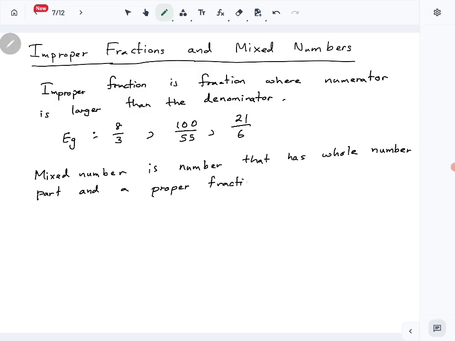Proper fraction part, right? So a proper fraction is a fraction where the denominator is larger than the numerator. A mixed number has a whole number part and a proper fraction part. So for example, numbers like these, 2 and 1/5.